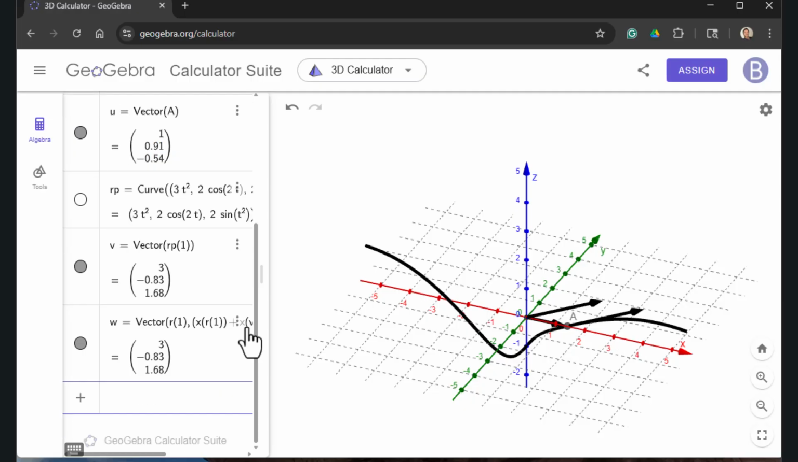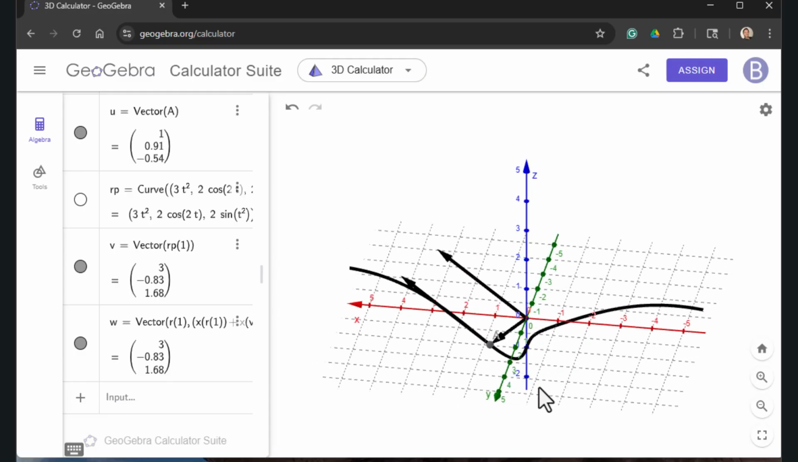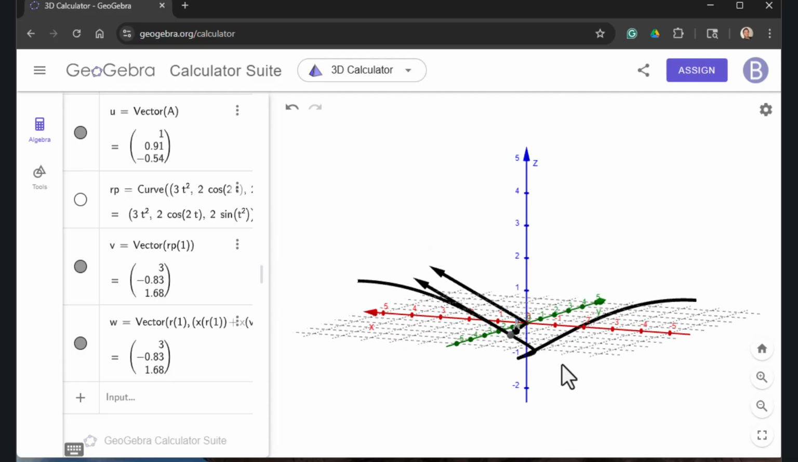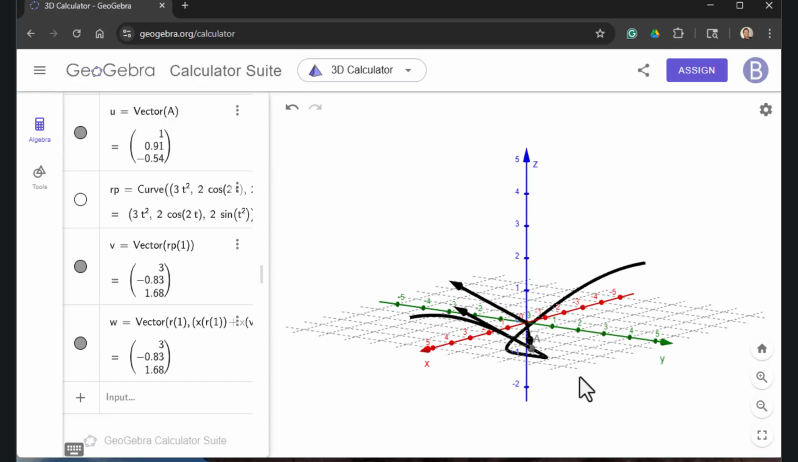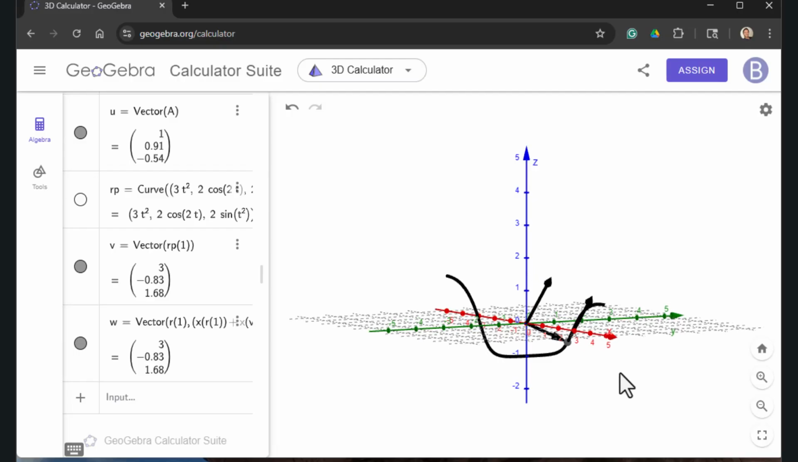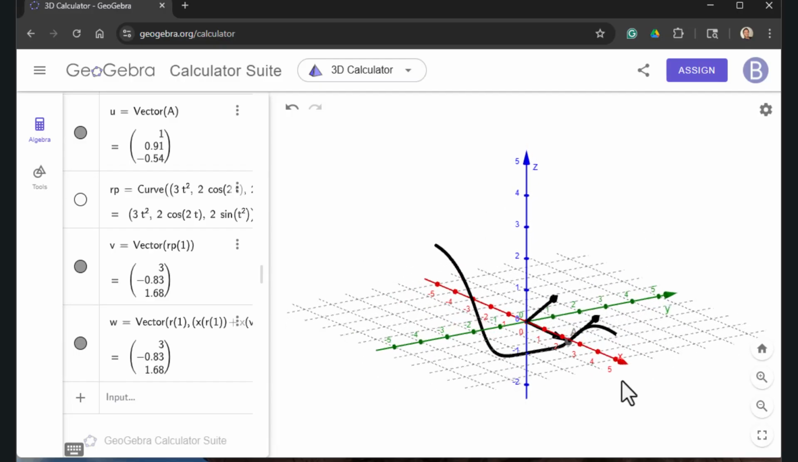Okay. I can see that these two vectors look like they're parallel to each other, these two tangent vectors, and it does look like that tangent vector that has the initial point at A is actually tangent to the curve at that particular point. Voila, that is what I'm looking for.